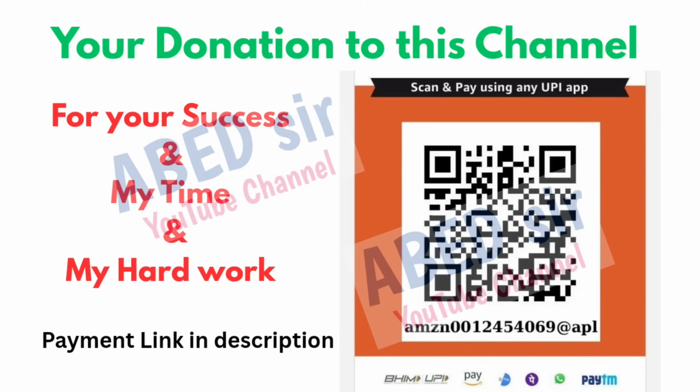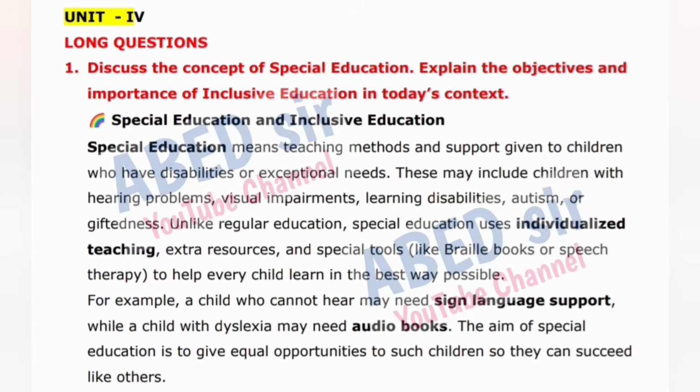Next, Unit 4. Long questions. First important long question is: discuss the concept of special education. Explain the objectives and importance of inclusive education in today's context. Special education and inclusive education.